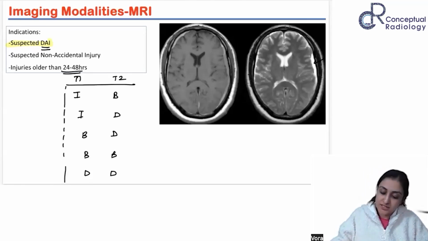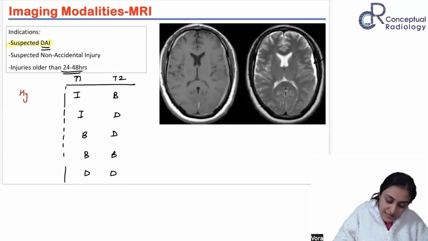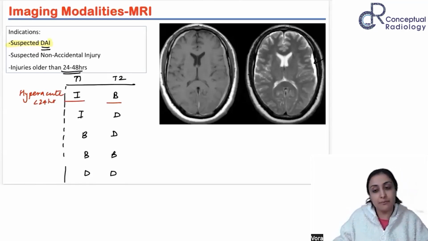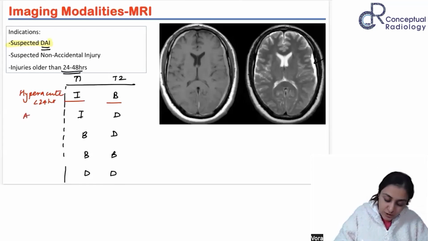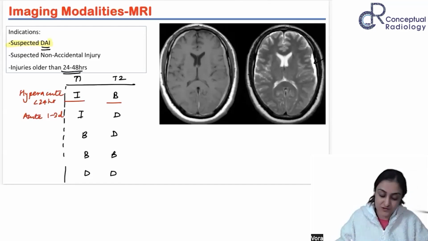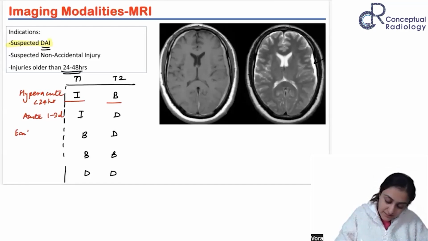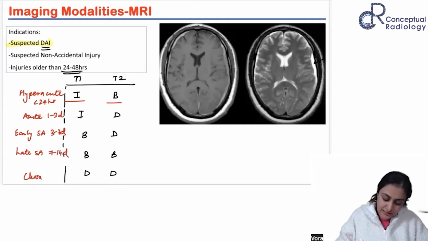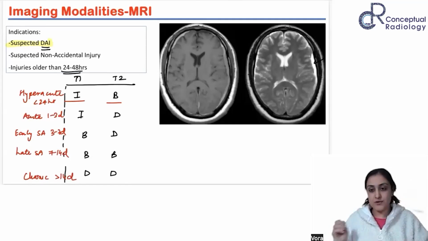So now what does this mean? During what time point? Hyperacute hematomas, which are less than 24 hours, are going to be iso intense or intermediate on T1 and bright on T2. That is the meaning. Acute meaning 1 to 3 days, so less than 48 to 72 hours is acute. Then we have early subacute and late subacute. Early subacute meaning 3 to 7 days. Late subacute means 7 to 14 days. And chronic means more than 14 days. So with this, you can remember the signal intensity at different time points.